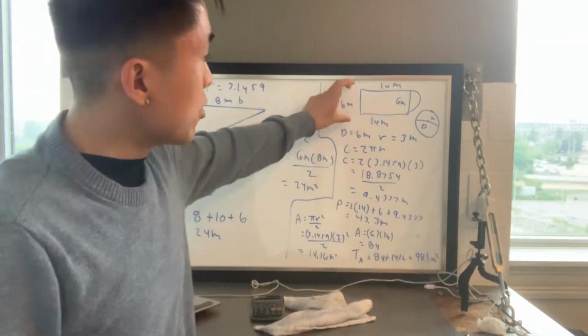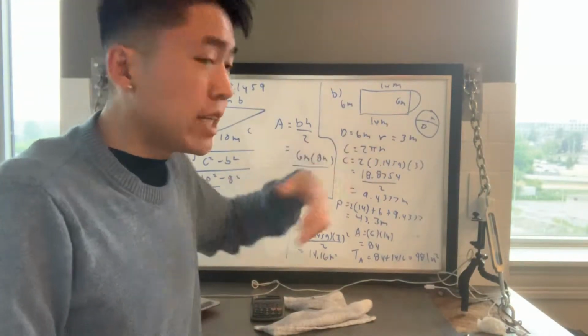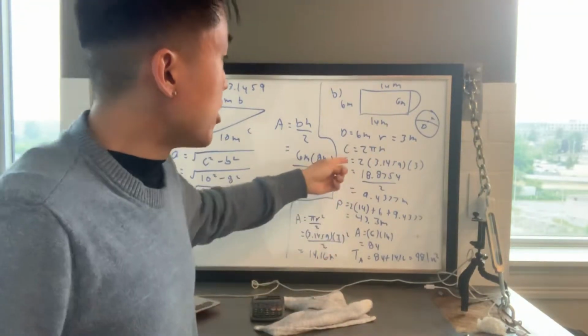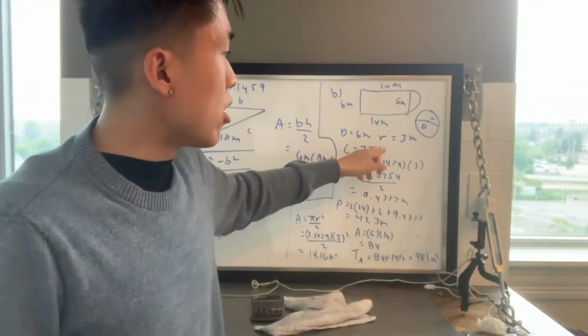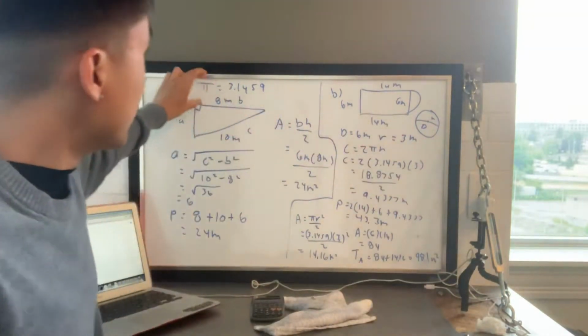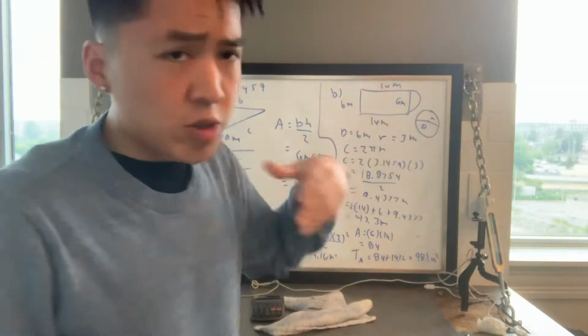So you know that the diameter would be equal to the side length right here. So the diameter is 6 meters, but the radius would then be 3 meters. So then the circumference of the whole circle will be 2 pi r. 2 times pi, which is given in the question as 3.1459, times the radius, which is 3.